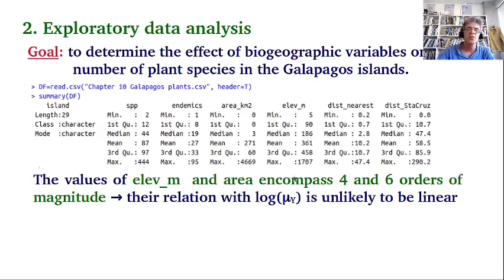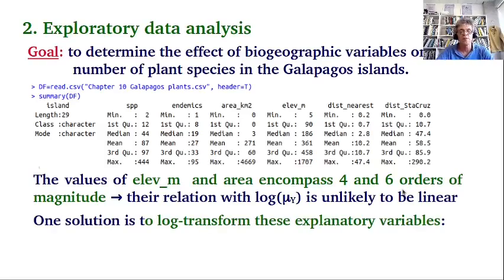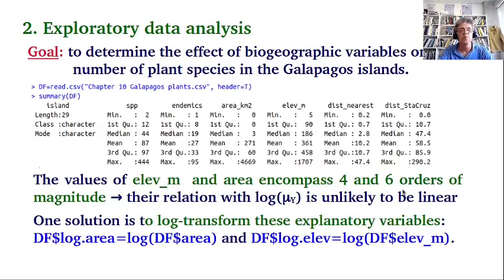And we can see also that the values of the elevation of the island, and the size of the island in square kilometers, encompass 4 and 6 orders of magnitude. So it's very unlikely that the relationship between the log of the mean of the number of species is linear over these extraordinarily large ranges. One solution is to log transform these variables, which is what I am going to do. Here I log transform these two explanatory variables for no other reason than that it is unlikely that the relationship with the response variable is linear over such a large range.